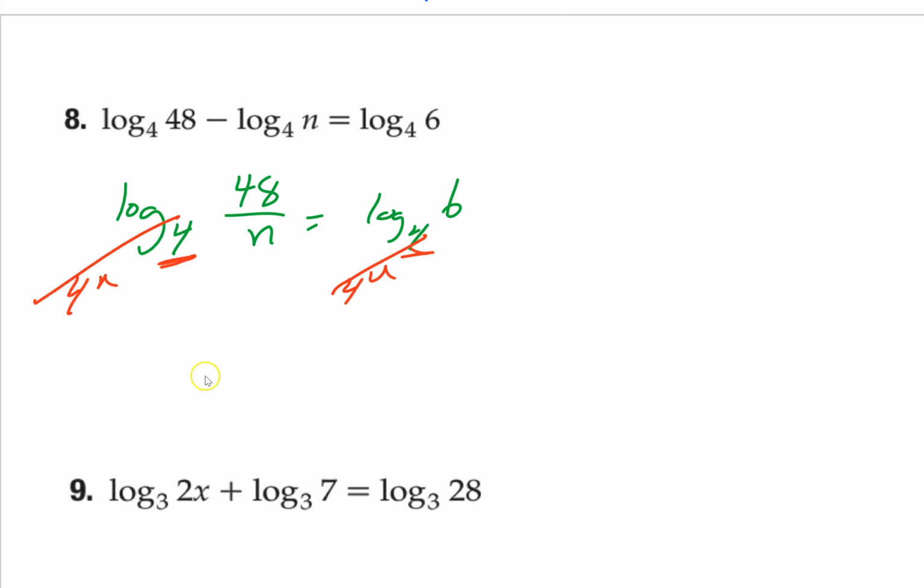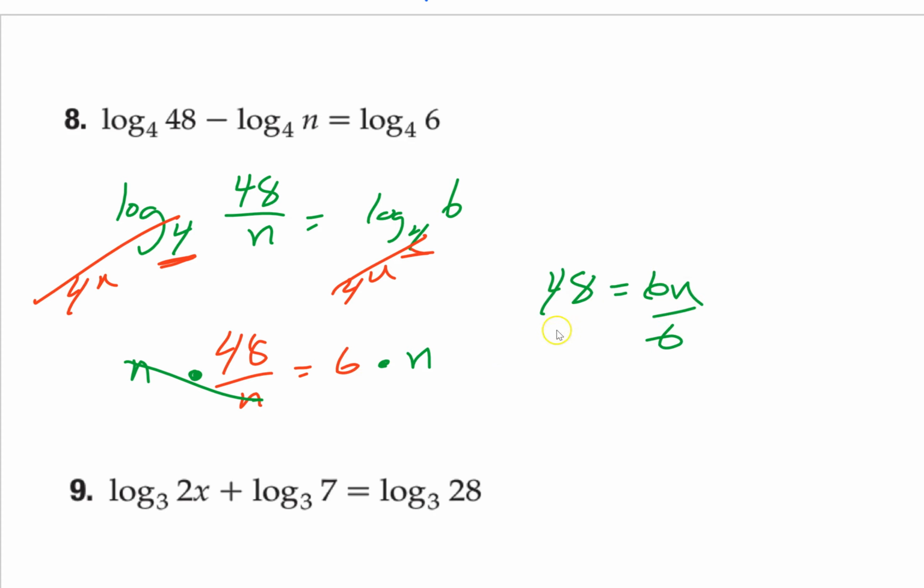These cancel. I get 48 over n equals 6. Now the way we solve this is a little mathematics. I want to solve for the n. A lot of people cross multiply. Too much work. Let's get rid of that n. Multiply both sides by n. As you notice, n cannot be 0 because you can't divide by 0. So I get 48 equals 6n. Divide by 6. And n equals 8. Plug it in. Works out fine.